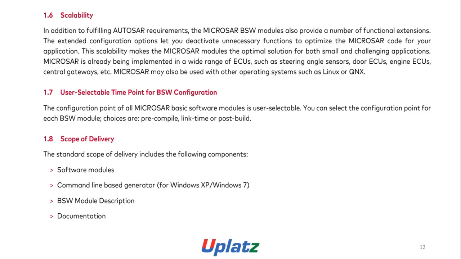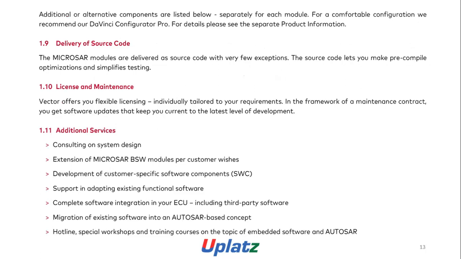Scope of delivery. The standard scope of delivery includes the following components: software modules, command line based generators for Windows XP and Windows 7, BSW module description, and documentation. Additional or alternative components are listed separately for each module. For comfortable configuration, we recommend our DaVinci Configurator Pro. For details, please see the separate product information. Delivery of source code. MICROSAR modules are delivered as source code with very few exceptions. The source code allows pre-compile optimizations and simplifies testing.